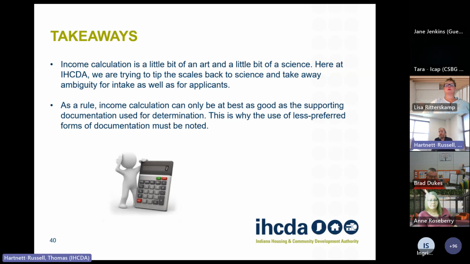But as a rule, income calculation can only be at best as good as the supporting documentation used for determination, and that is why we're really trying to push for getting the most preferred forms of documentation, and to note the reasons why less preferred forms of documentation are accepted.